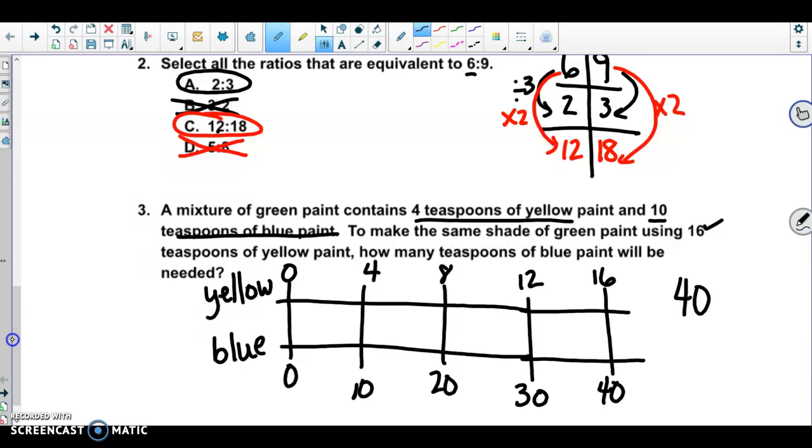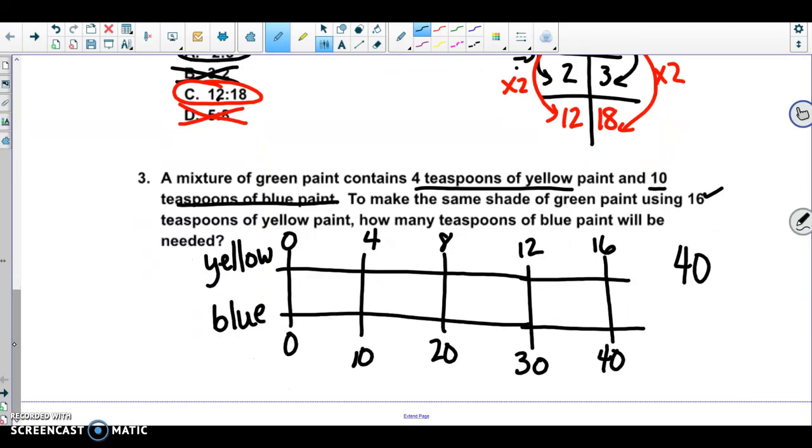Now, there is another possibility, and many of you kind of see that. We could go from the 4 all the way to the 16 by multiplying by 4. And so if I multiply by 4 there, I have to do the same thing here. And that's how we could end up with 40 as well. So I didn't have to find all of those in between. I could have jumped just like that. All right, second page is where we're headed.